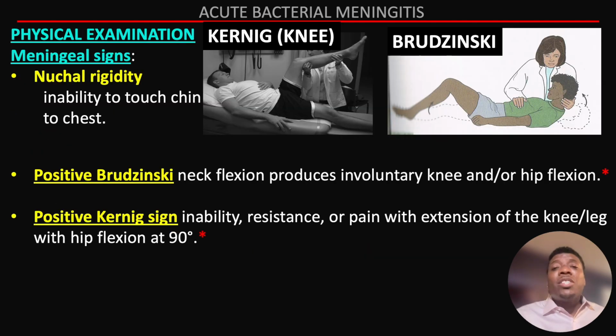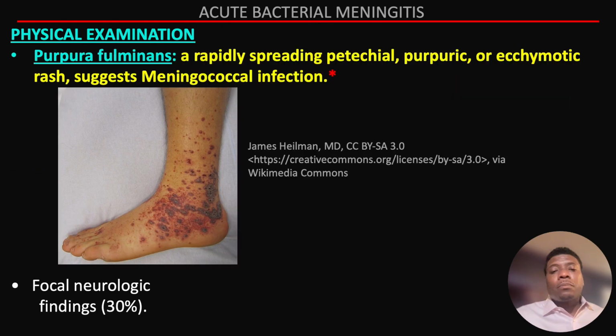On physical examination, look for nuchal rigidity or neck stiffness. The patient may not be able to touch the chin to the chest, for example. They can have a positive Brudzinski sign whenever you try to passively flex the neck. That can result in either involuntary knee or hip flexion, or they may have a positive Kernig sign. And that's where, when you extend the knee and the hip is flexed at 90 degrees, that can result in either inability to do so, resistance, or pain.